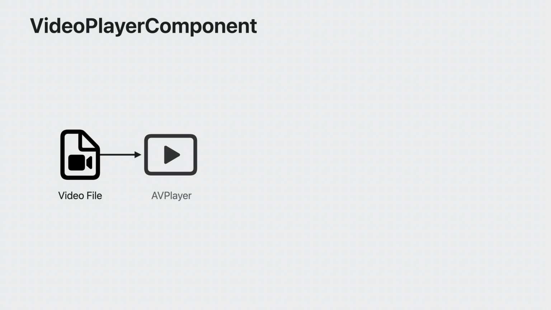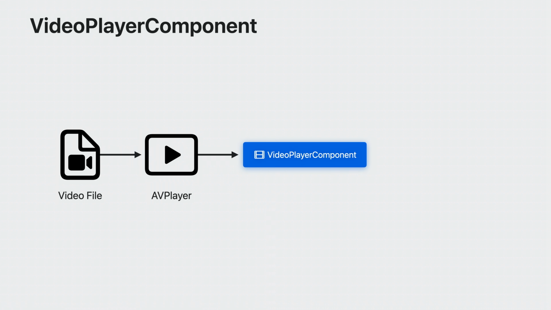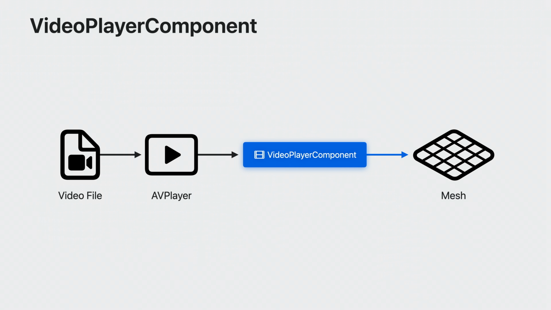To play a video using Video Player Components, we'll first load a video file from our resources bundle. Then, we'll use that to create an AV Player instance. With it, we can now create a video player component. When you attach a video player component to an entity, a rectangular mesh that matches the aspect ratio of the video is automatically generated for you.